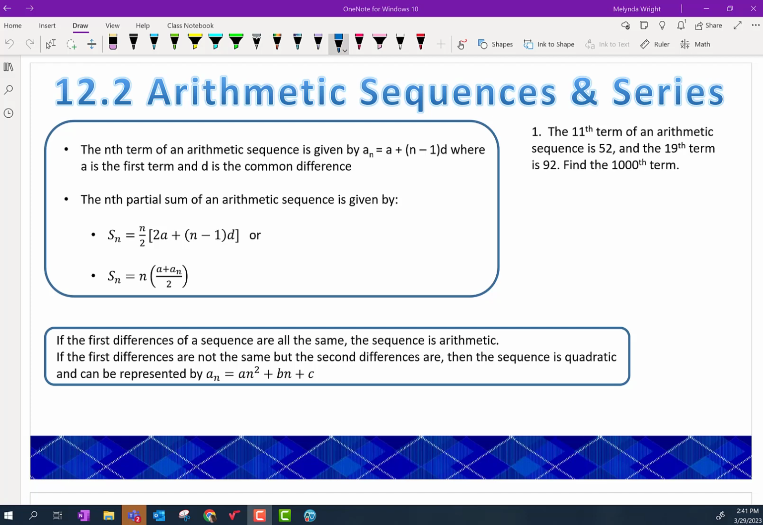All right, let's take a look at today's lesson. So today we're going to be working on arithmetic sequences and series. This should be a bit of a review. We did some of this last year. So let's take a look at the formulas that we will need to be able to do this.